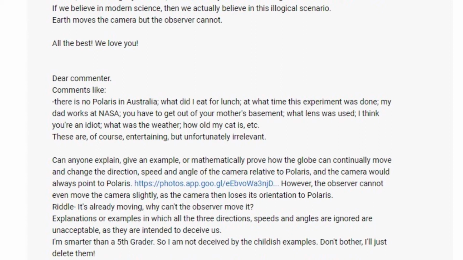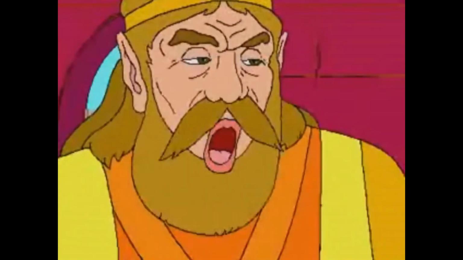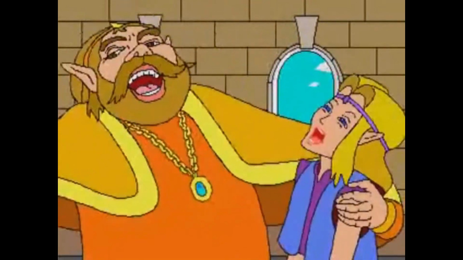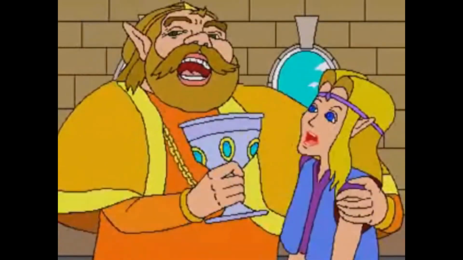Riddle: it's already moving. Why can't the observer move it? Call yourself lucky. I just explained it. Again. Explanations or examples in which all the 3 directions, speeds, and angles are ignored are unacceptable, as they are intended to deceive us. Good that I didn't ignore anything, like you are ignoring your fuck up with the sidewalk.